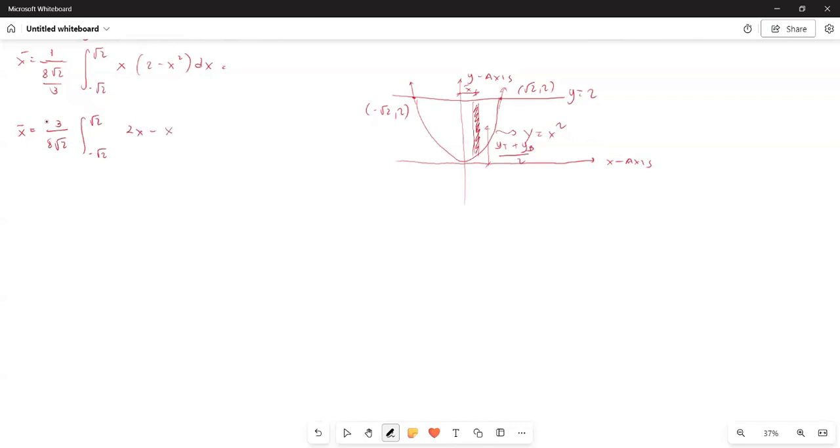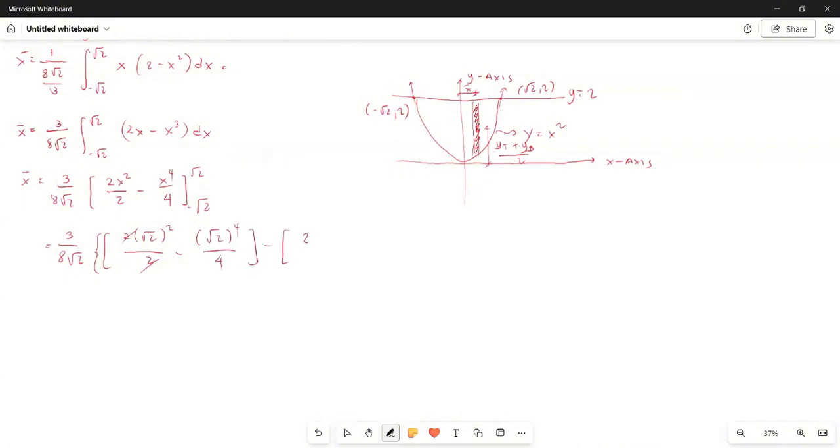2x minus x cubed dx. Okay, perform natin yung ating integration. We have 3 over 8 square root of 2, 2x squared over 2 minus x raised to 4 over 4. Ay, wala ng dx. Negative square root of 2, positive square root of 2. For upper limit, so 2 square root of 2 squared over 2. Pwede din natin i-cancel yan actually. Minus square root of 2 to the 4th over 4.